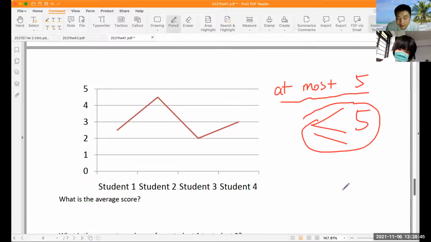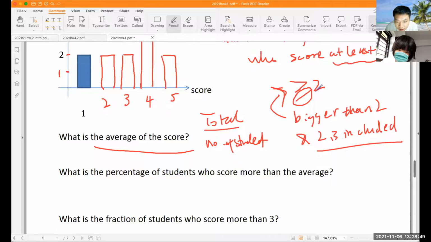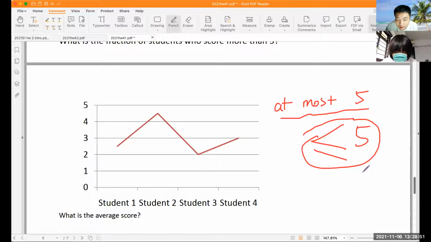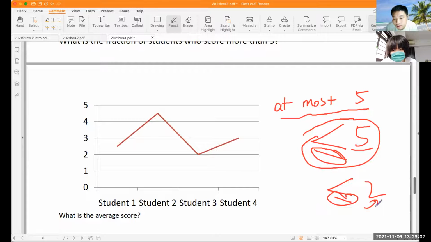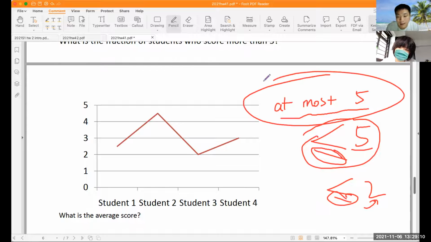So this smaller than or equal, or bigger than or equal, basically it says, if you have the equal sign here, that means the 5 is included. If you have this, the 2 is also included. That's the meaning of this sign. That's how you can make use of these signs to represent expressions like at most, at least, maximum, minimum, that kind of thing.